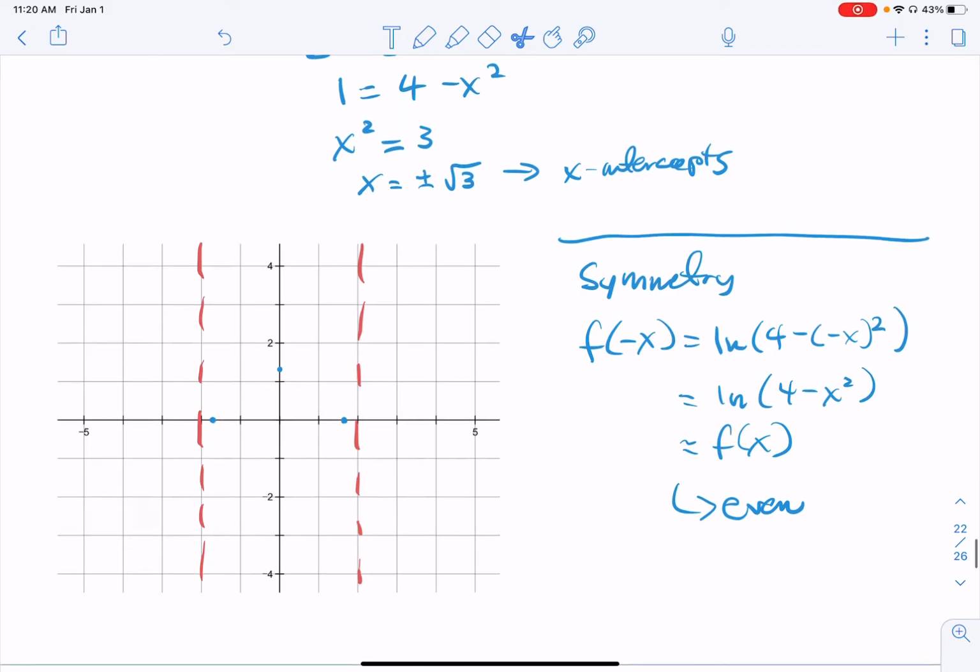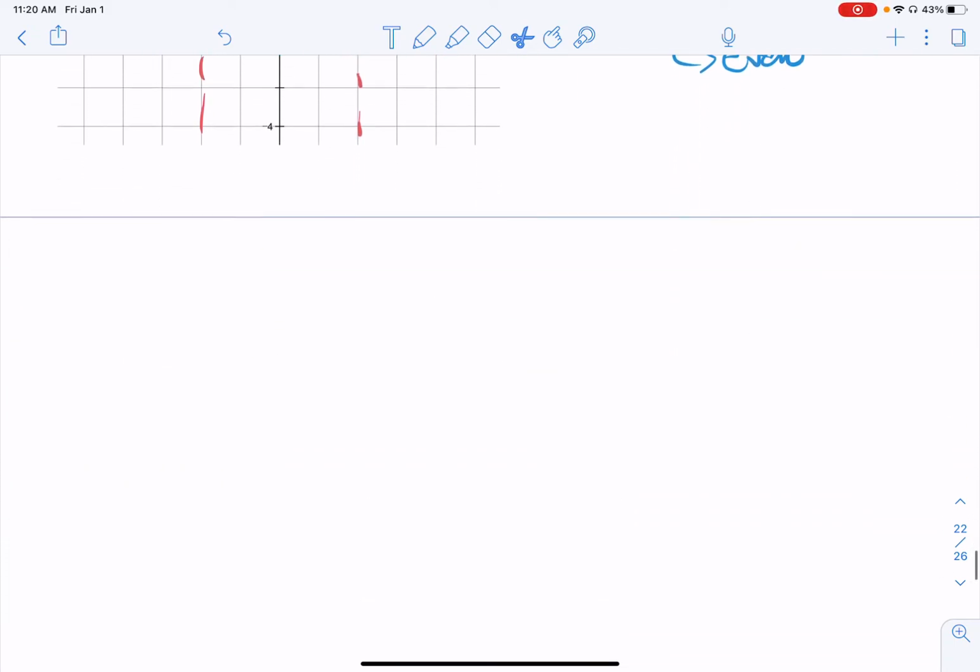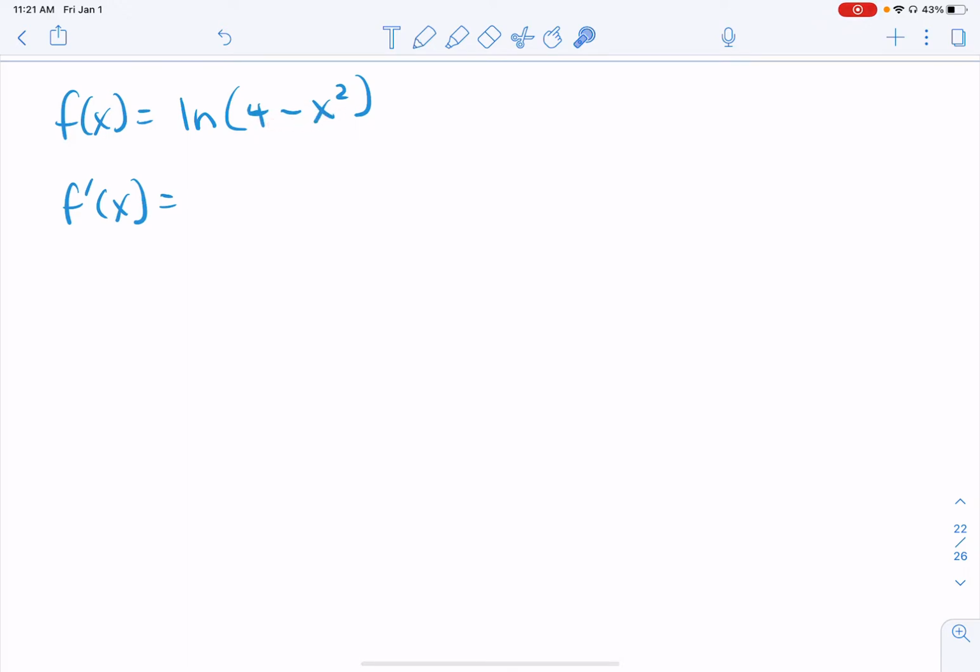All right, I think that we are just about ready to take the derivative so we can find all of its critical values, relative mins, maxes, and whatnot, increasing and decreasing. Yeah, sounds good. So f of x was equal to the natural log of 4 minus x squared. Okay, we want to find its derivative. Derivative of natural log is u prime over u. Couldn't be easier. So u is 4 minus x squared, so its derivative is a negative 2x. It's going to go on top. And on the bottom, 4 minus x squared.